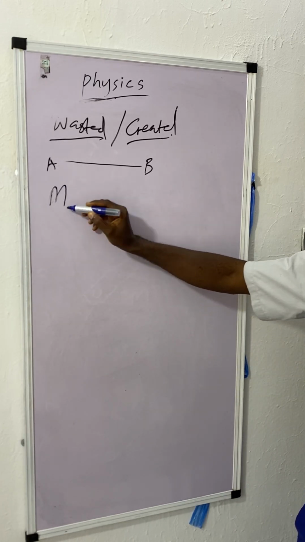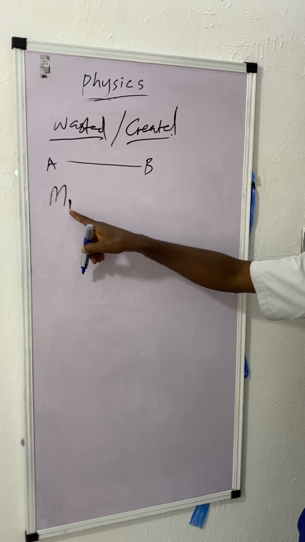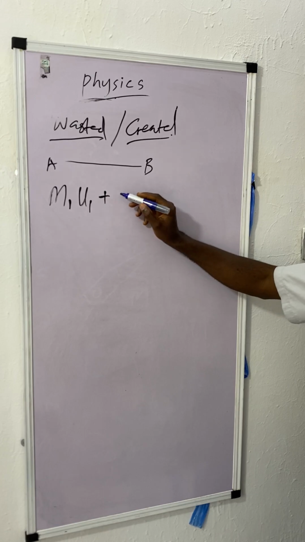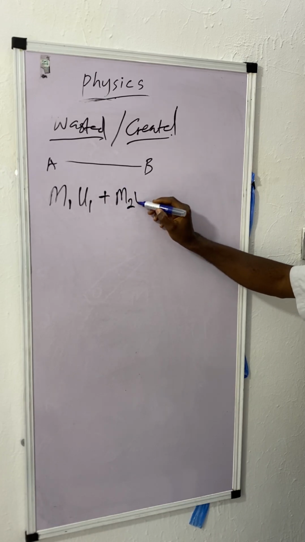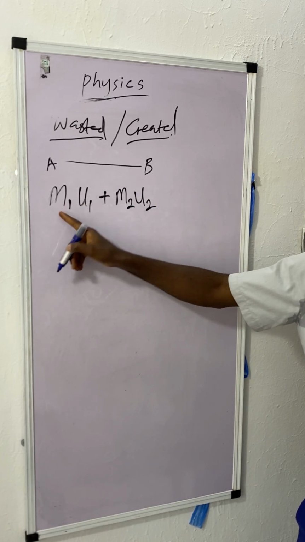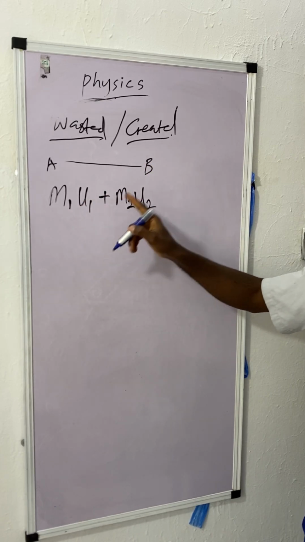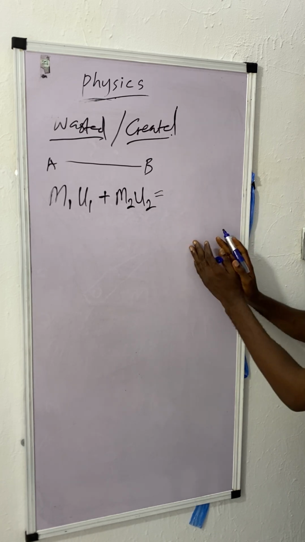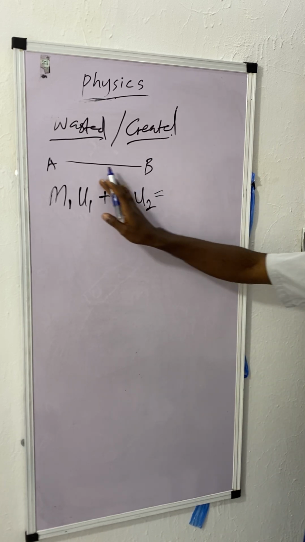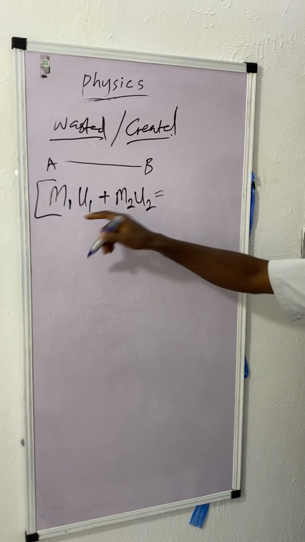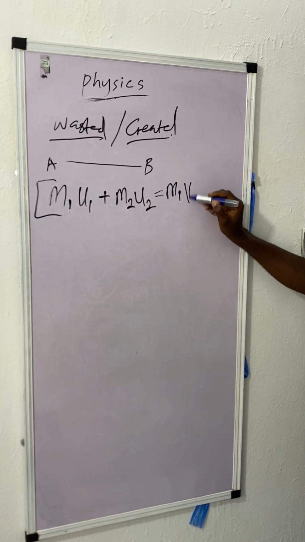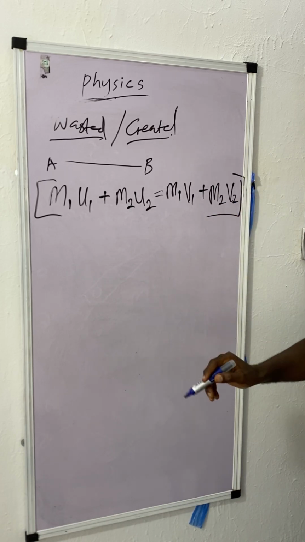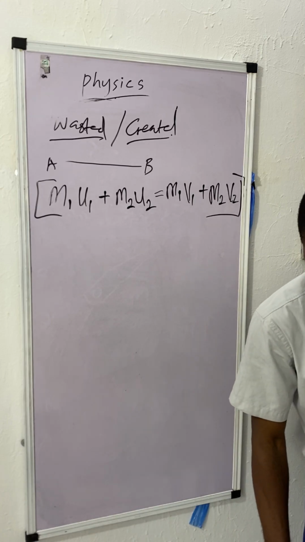So you are going to write M1, which is mass 1, times U1. Okay? Then you now do it plus M2 U2. Initial mass 1 and initial velocity, mass 2 and initial velocity. Then you are now going to write equal to what you now do for the other side. And this one we are going to do for final velocity. We have done for initial velocity and we do for final velocity. So m1 v1 plus m2 v2. So this is the formula for conservation of linear momentum.